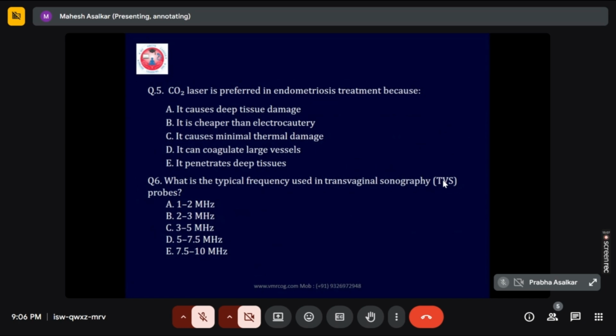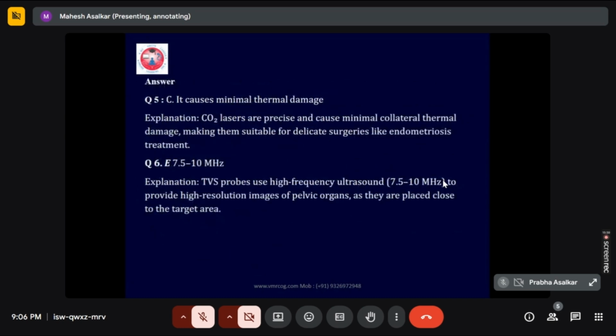Okay. Let's see. Next. What is the typical frequency used in transvaginal sonography probes? A. 1 to 2 megahertz, B. 2 to 3 megahertz, C. 3 to 5 megahertz, D. 5 to 7.5 megahertz, E. 7.5 to 10 megahertz. 3 to 5 megahertz? It requires higher, 5 to 7.5. Then 7.5 to 10 actually.